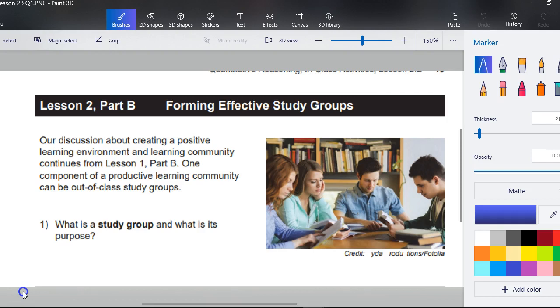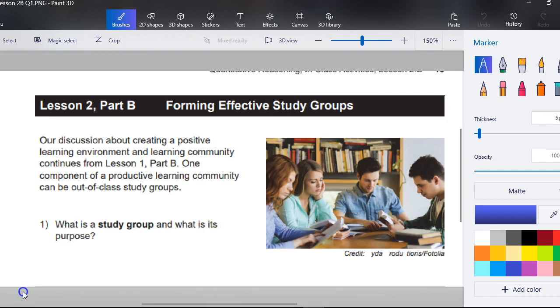Lesson 2B talks about forming effective study groups. Note especially the word effective. You may have had experiences in your past where groups didn't work out too well for you. Maybe you've had experiences where they did. Let's walk through some thoughts about study groups.